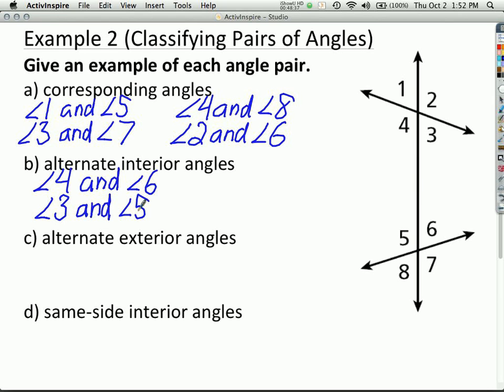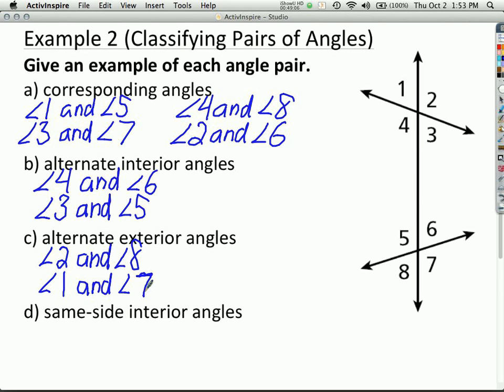Sebastian? Angle 2 and angle 8. Very good. Angle 2 and angle 8 are on opposite sides of the transversal and on the outside of the two lines. Very good. Kamoy? Angle 1 and angle 7. Very good. And with a picture like this, we will end up with two pairs of alternate exterior.